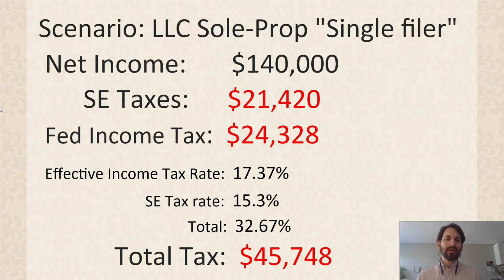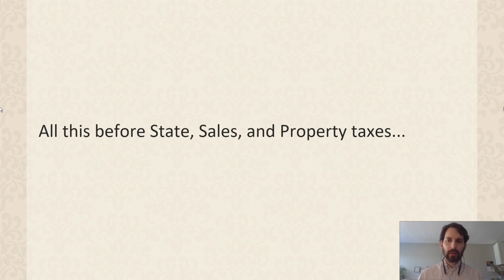That would mean that the effective income tax rate is up to 17.37%. And then we take the self-employment tax rate, which as we saw, is 15.3%, for a total of 32.67% that you will be taxed. And you know that is even before any property taxes, sales taxes, and other kinds of taxes. We will get a total of $45,748 here. Again, this is before any state sales and property taxes.